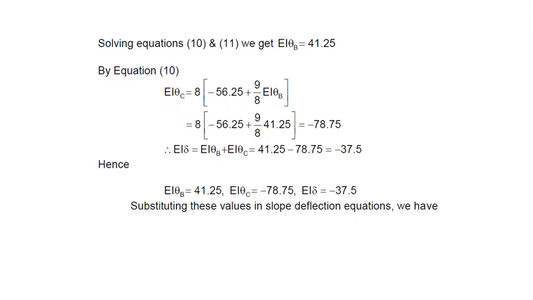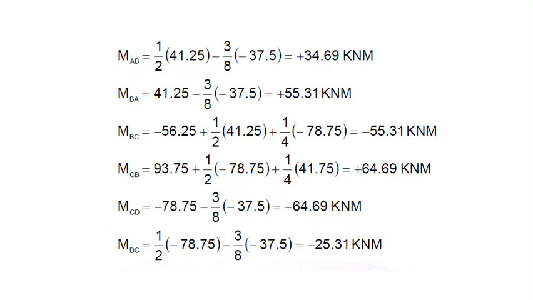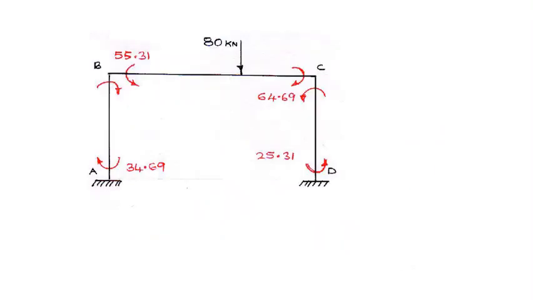So that's going to be EI theta B 41.25 and EI theta C minus 78.75 and EI del minus 37.5. So using these unknowns EI theta B, theta C, EI del, we can get the final moments also. MAB, we substitute the unknowns, we can simplify and get 34.69. MBA 55.31. MBC minus 55.31. MCD plus 64 and MCB minus 64, MDC minus 25. So I am mentioning all the end moments obtained by this analysis.